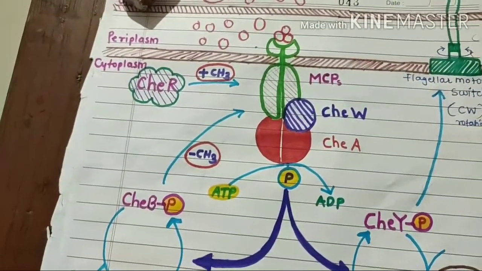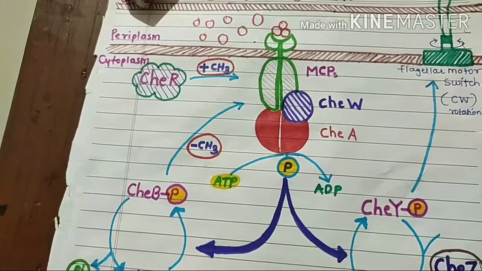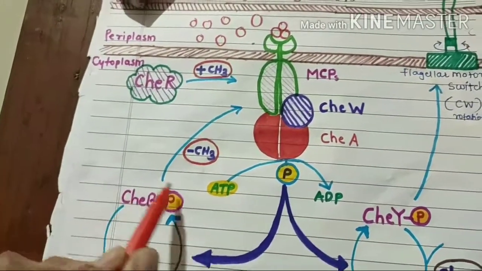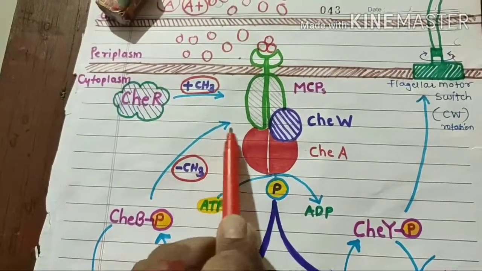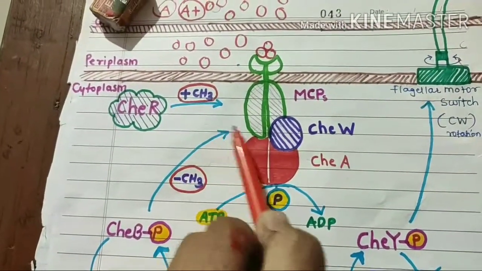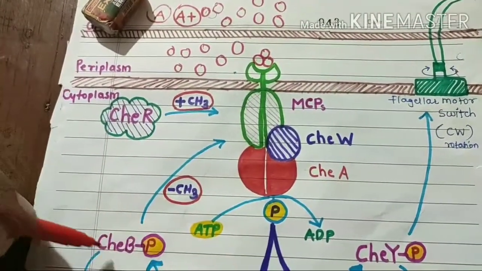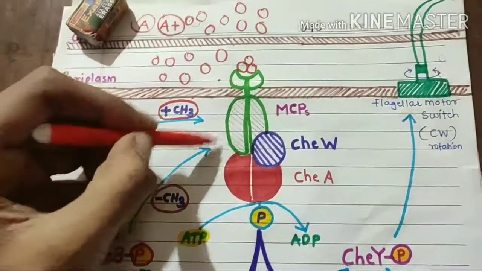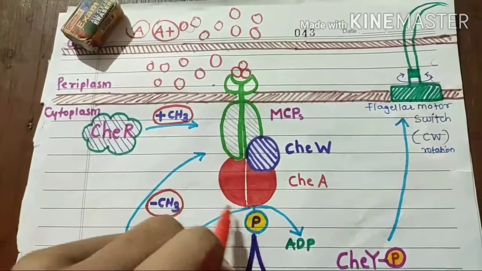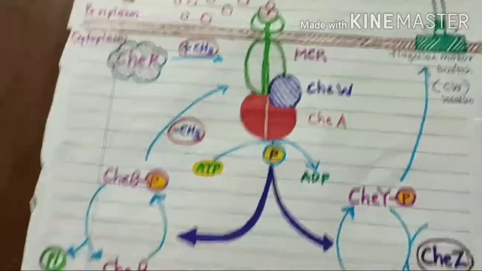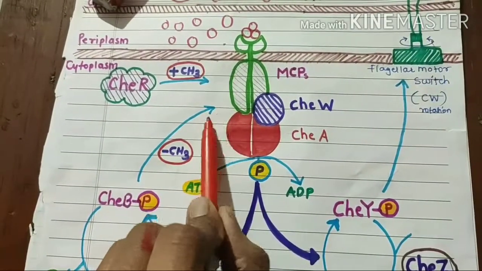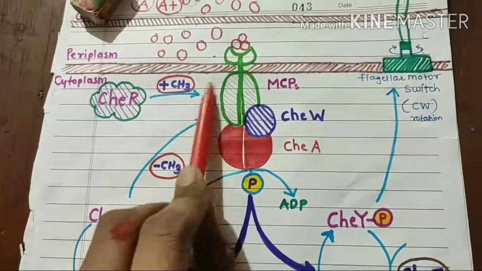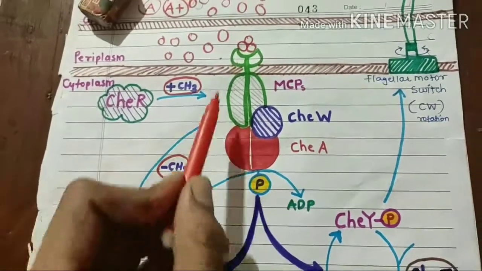So there is a very important protein, we know it as CheB. When CheA is active, it demethylates this MCP protein, okay, so this CheB-P demethylates this MCP when CheA is active, because there is a phosphorylation of CheB, and more and more CheB-P is formed and it demethylates this protein.